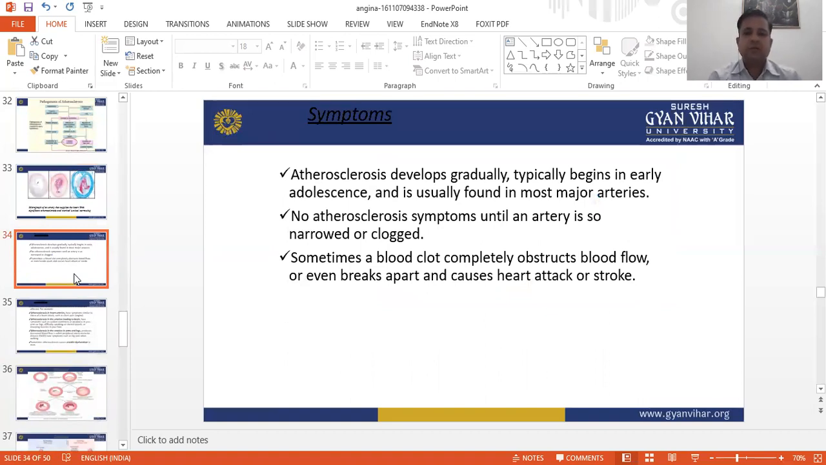Symptoms. Atherosclerosis develops gradually, typically begins in early adolescence, and is usually found in most major arteries. There are no atherosclerosis symptoms until an artery is so narrow or clogged. Sometimes a blood clot completely obstructs blood flow or even breaks apart and causes a heart attack or stroke.